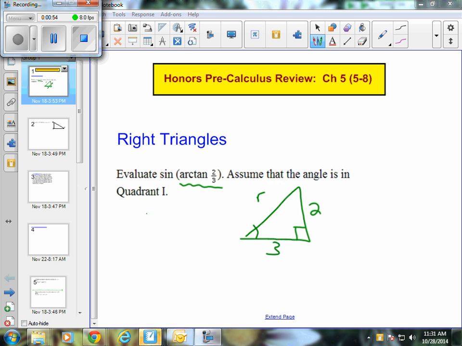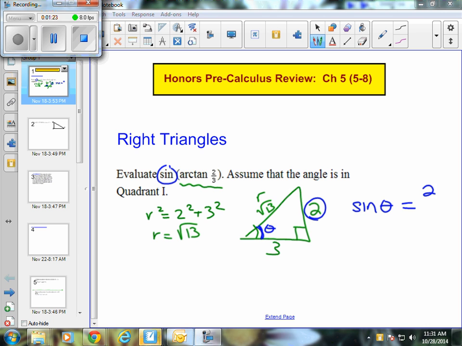So we're going to do the Pythagorean theorem. r squared equals 2 squared plus 3 squared. That means my radius looks like it'd be the square root of 13. So that would be this side. What ratio then would sine be of that same angle? Sine is opposite over hypotenuse. So the sine of that angle, I'll call it theta, would be the side opposite, which is 2, over the hypotenuse, which would be square root of 13. And remember, we need to rationalize, so that would be 2 square root of 13 over 13.